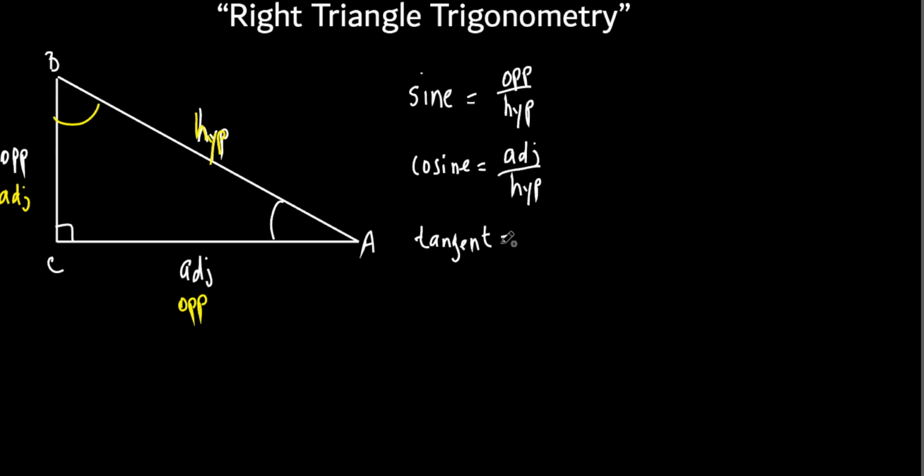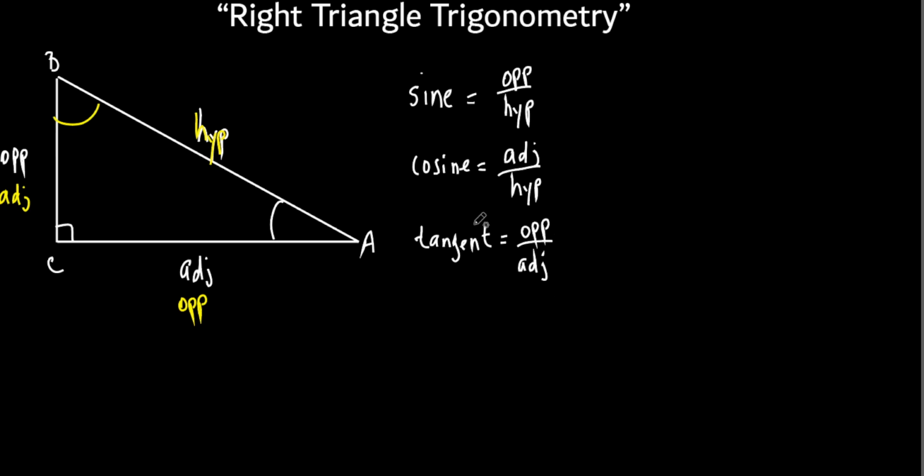Okay, so now the tangent means the opposite side divided by the adjacent side. All right, so the word sine means the opposite divided by the hypotenuse. The cosine means adjacent over hypotenuse. The tangent means the opposite over the adjacent.